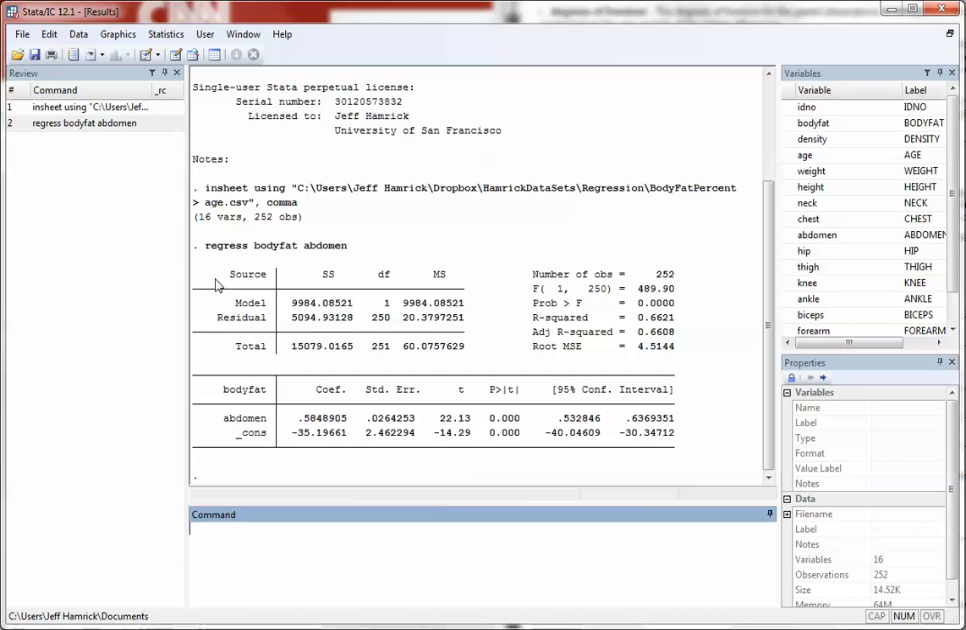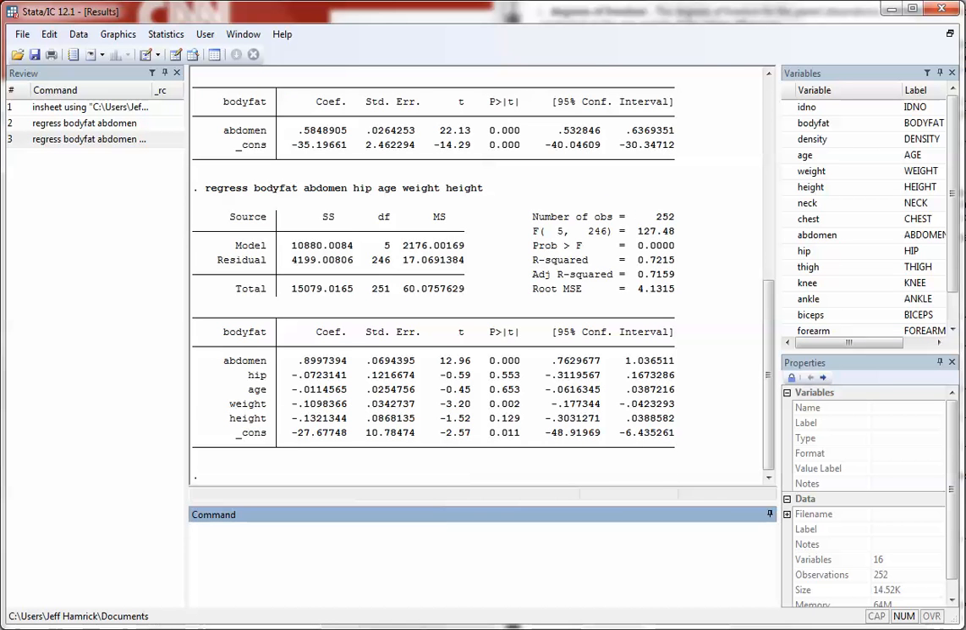To execute a multiple regression, you simply take this code and add other independent variables that are of interest to you. So if I want to regress body fat percentage against not only abdominal circumference, but also, let's say, hip circumference, age, weight, and height, I get a linear regression output involving not only abdomen, but also these other independent variables as well. So let's take a minute to discuss the interpretation of that regression output, like we did in class.